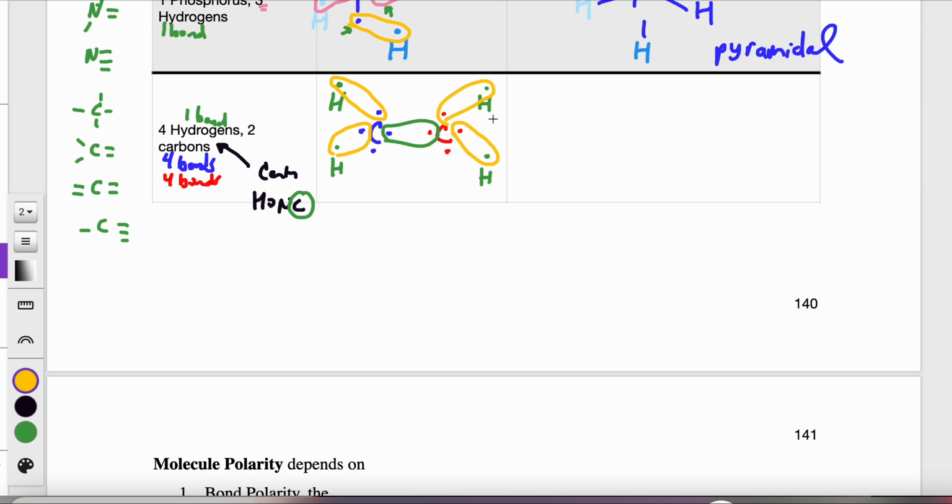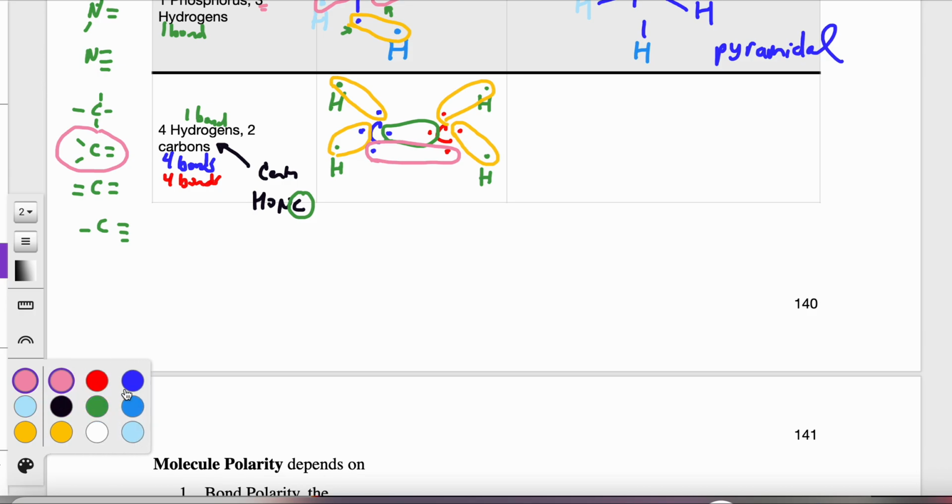My carbons each have 3 bonds, but they each have a single electron left. So that last single electron on both of them will pair up. So when I take a look at the blue, my blue formed 2 bonds with the red carbon and 2 singles. So this is the overall shape.